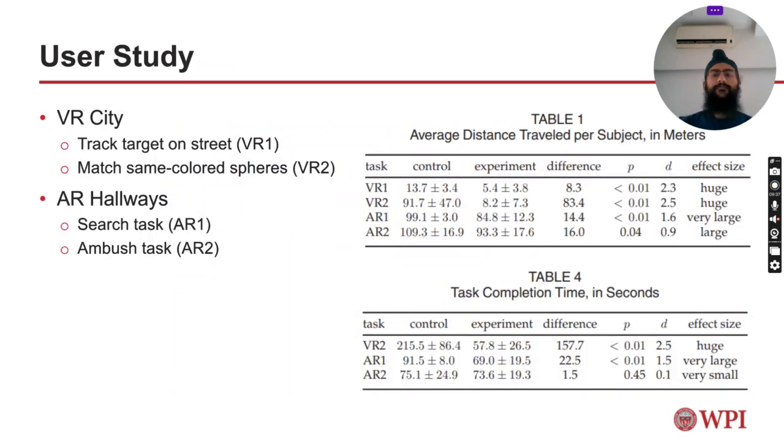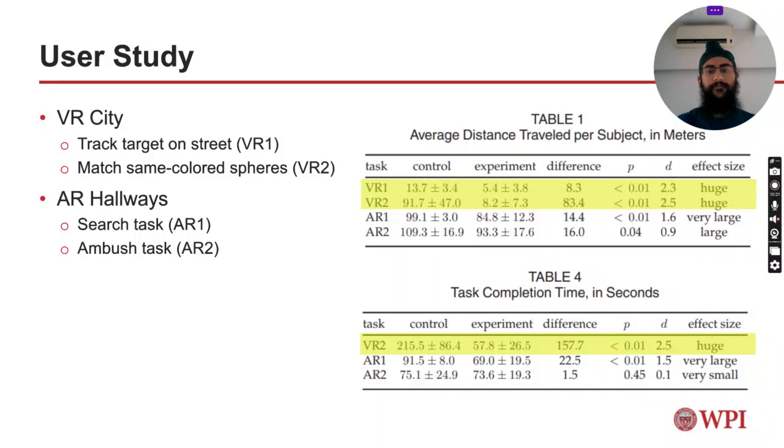So now we can look at the user study that they did to evaluate their platforms. They did two user studies with the city interface that they made. The first was tracking a target that's moving around on the streets of the city. The second one was they had a bunch of colored spheres, and the user simply had to find two colored spheres that matched. The results for both of these tasks were pretty good, pretty much in favor of their new interface compared to a control interface with none of this multi-perspective blending.